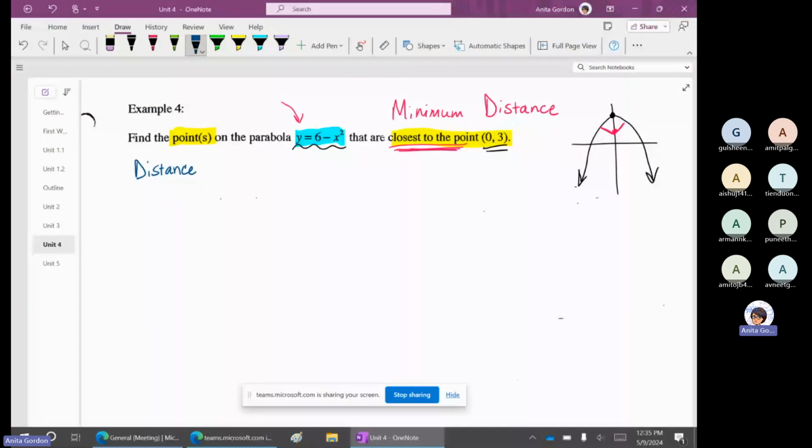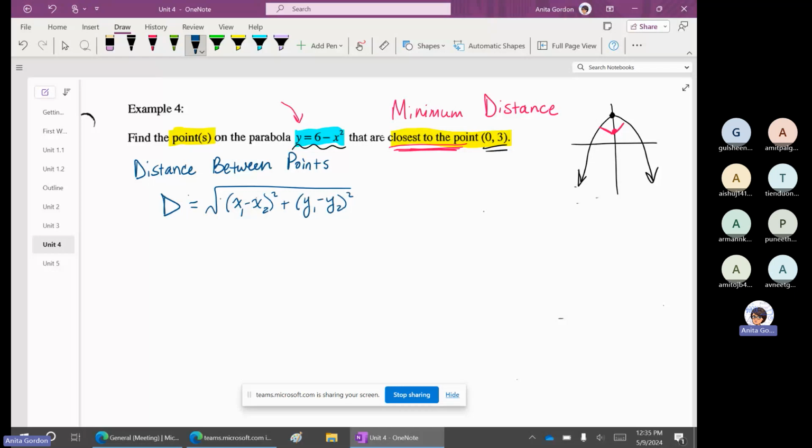Yes, which is? Square root. Yes. Okay, so I'm going to call this capital D is the square root of x1 minus x2, all squared, plus y1 minus y2, all squared. So we want the distance between the coordinates, right?